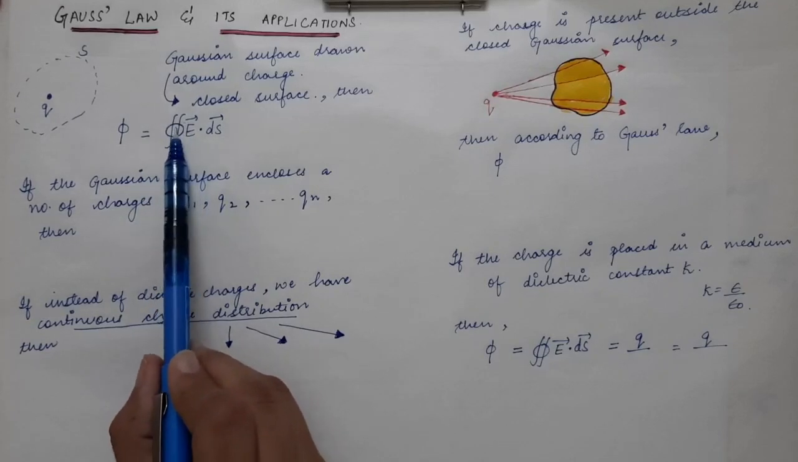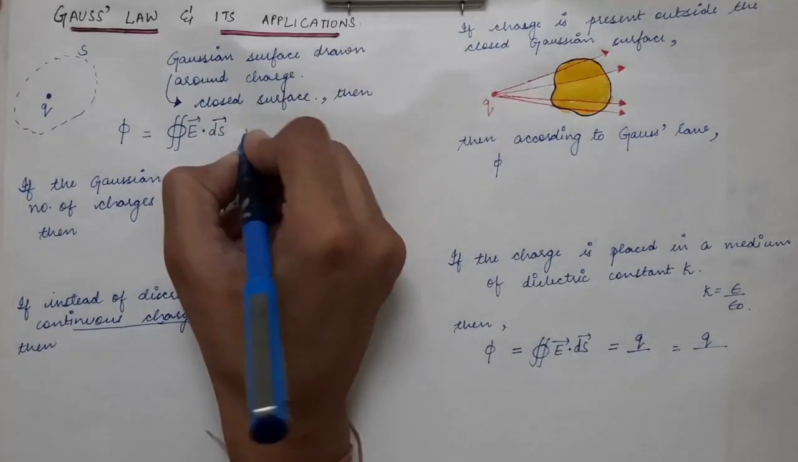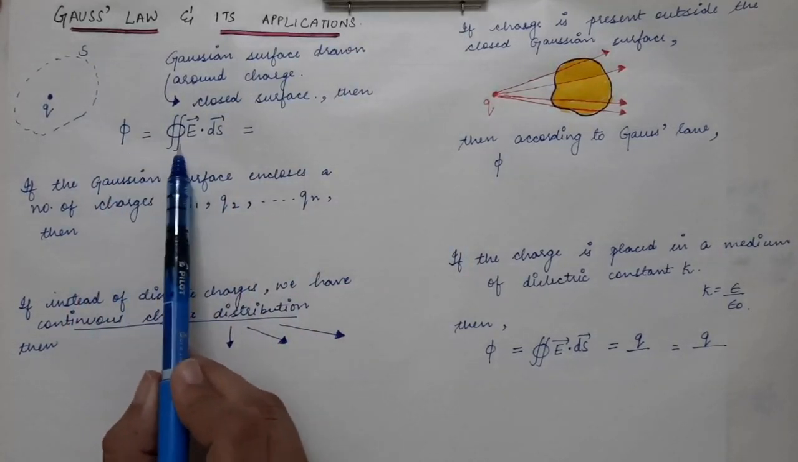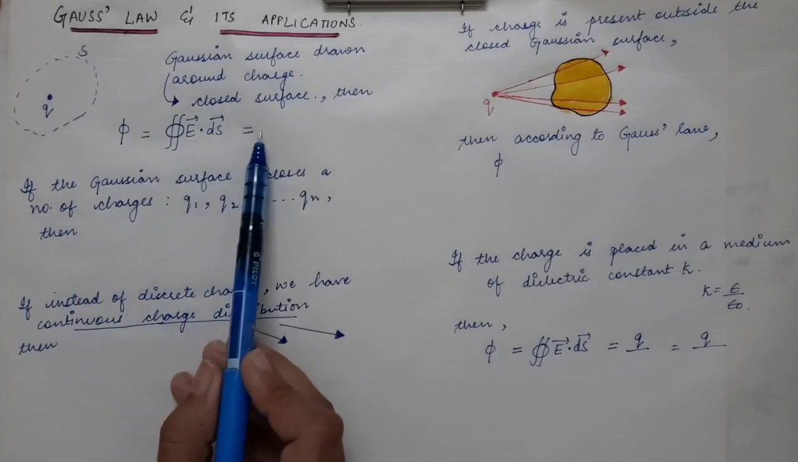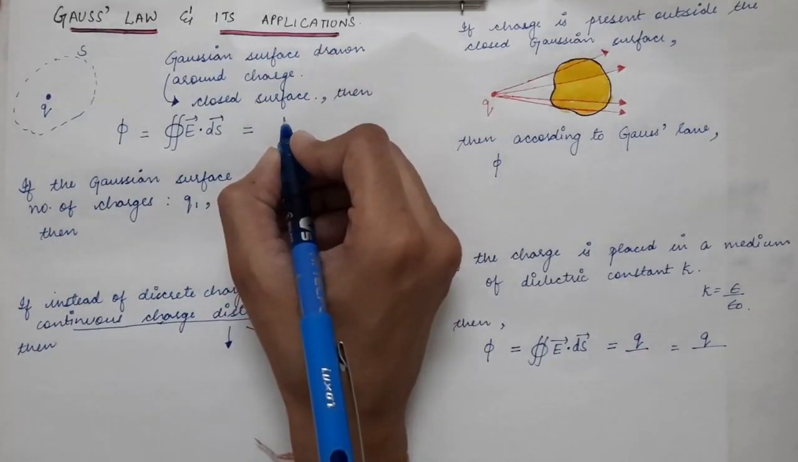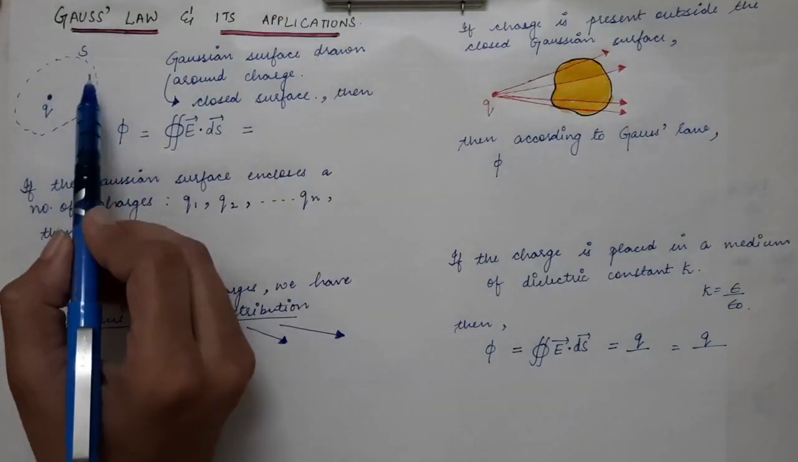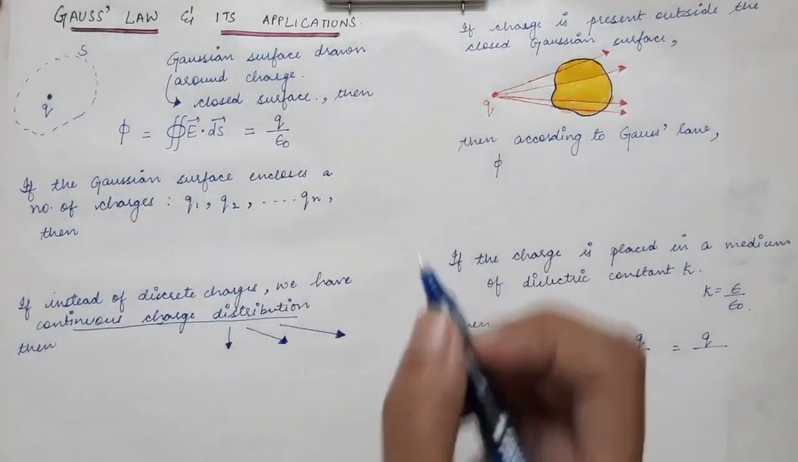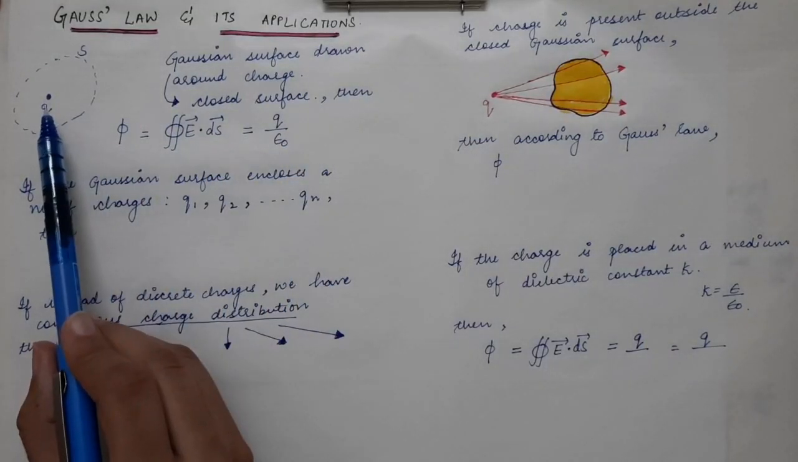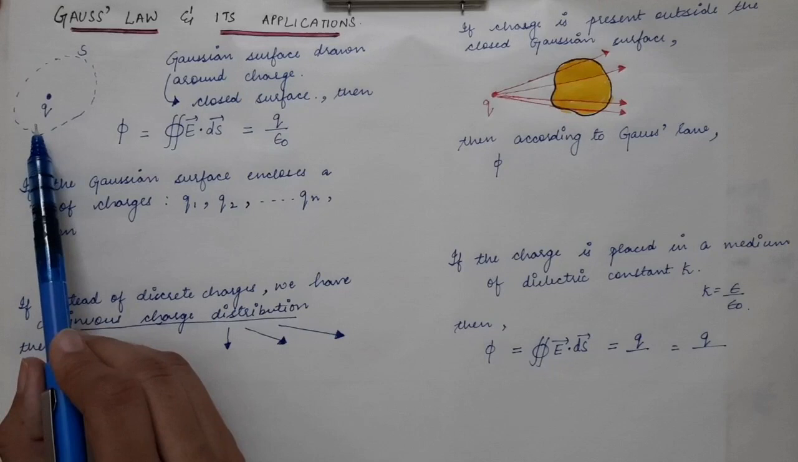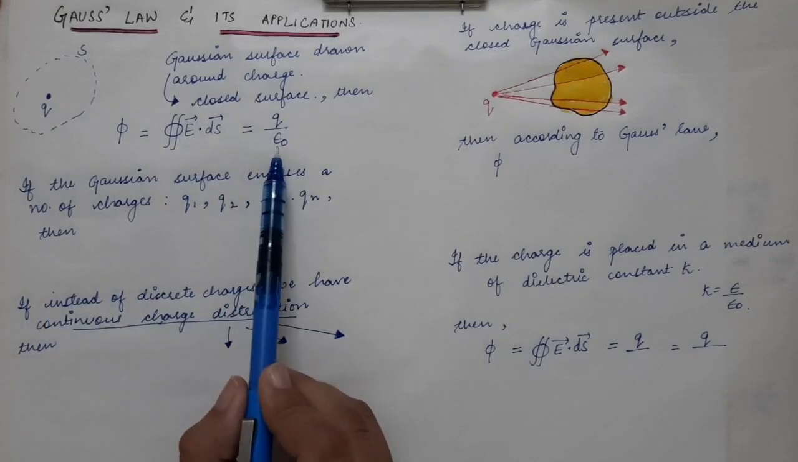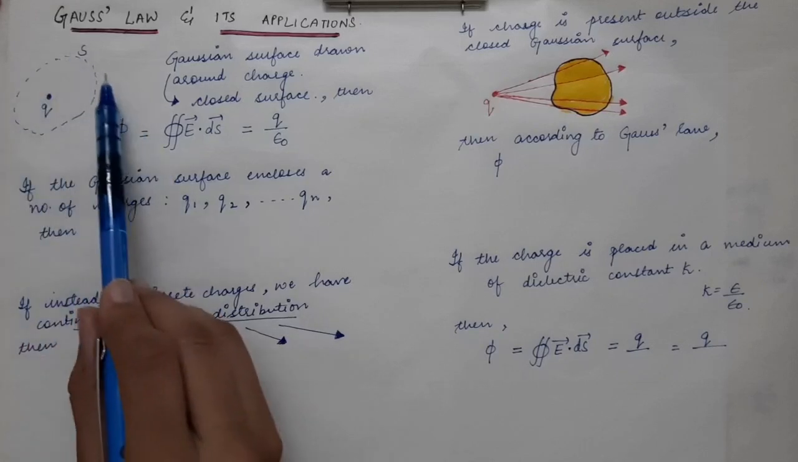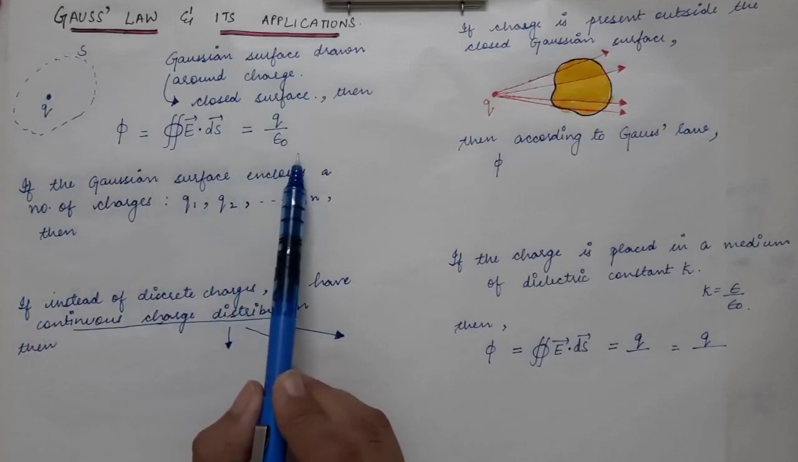So this flux is given by the closed surface integral of vector E dot ds. Gauss law states that the electric flux linked with the closed Gaussian surface is equal to the charge enclosed by the surface, q divided by epsilon naught, provided this charge is kept in vacuum. When the charge is present in vacuum, we have 1 by epsilon naught times q. So the flux linked with this closed surface is given by q by epsilon naught.